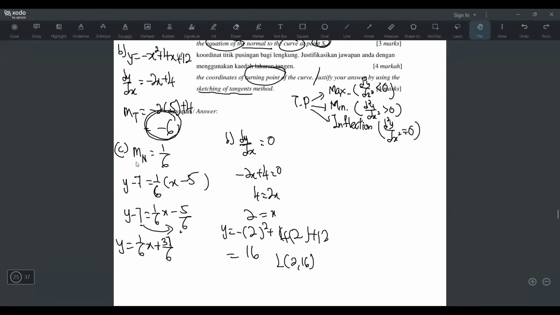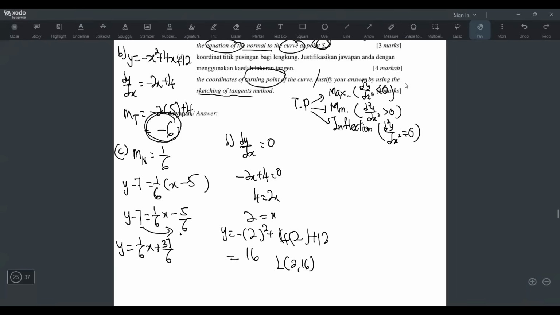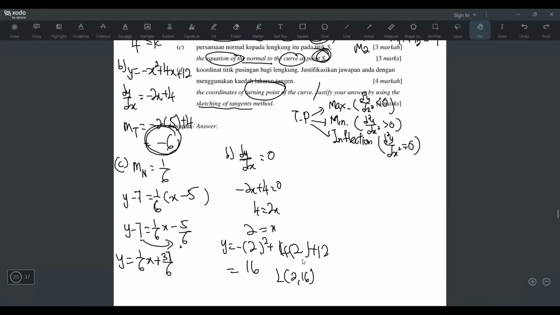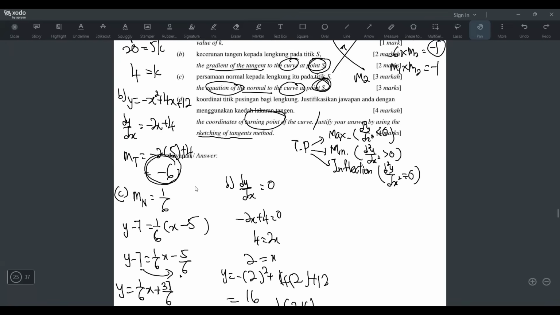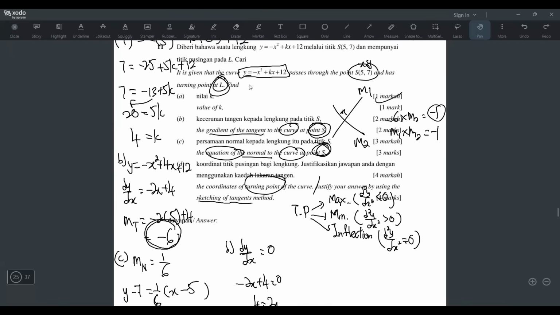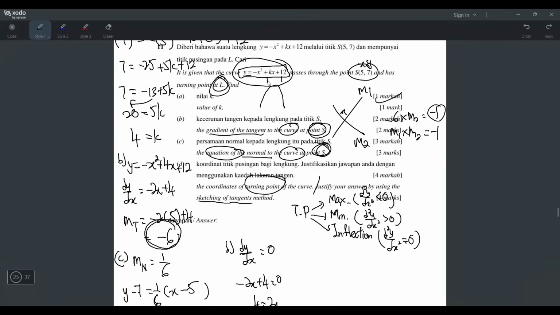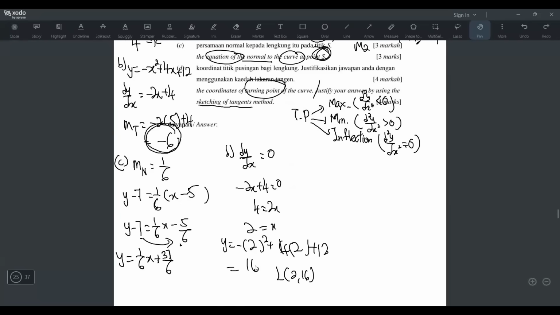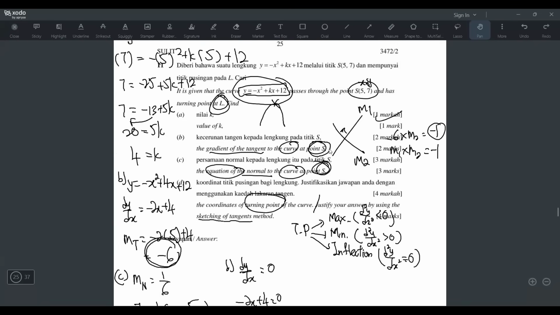Okay, this is not the answer because they ask you to justify your answer using the tangent sketching method. It means they want you to determine whether this point is minimum, maximum, or inflection point, but not using the second derivative method. They want you to use the tangent sketching method, right? But I want to tell you something first. Actually, you already know it's minimum or maximum. Just by looking at this equation, you can tell it's a quadratic and the a is negative. So definitely the shape looks like this, like a sad face, right? And if it's a sad face, it's definitely maximum. You don't need all this to know that it's maximum. You already know it's maximum, right?